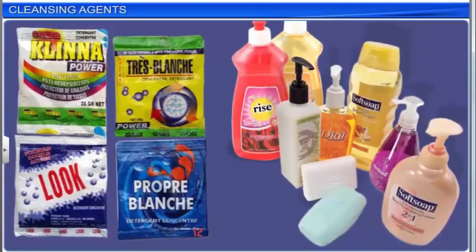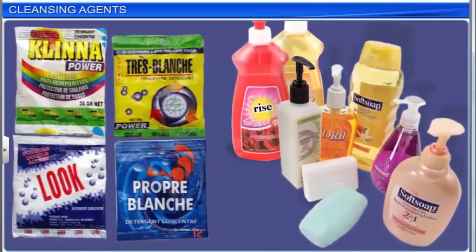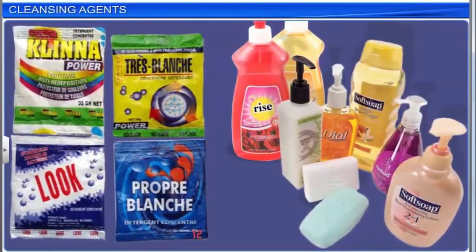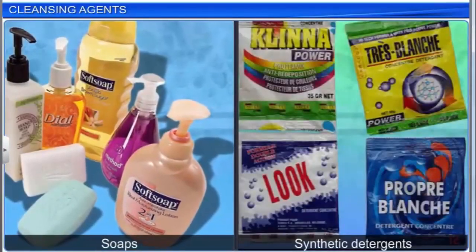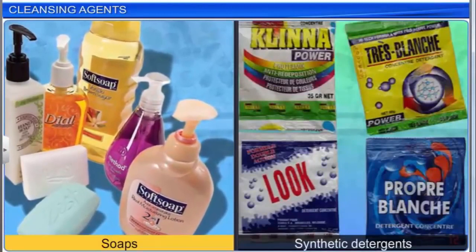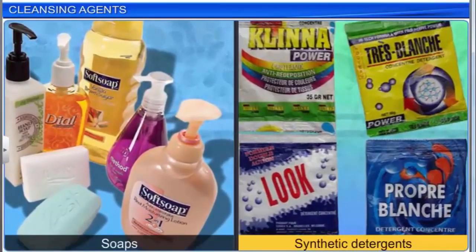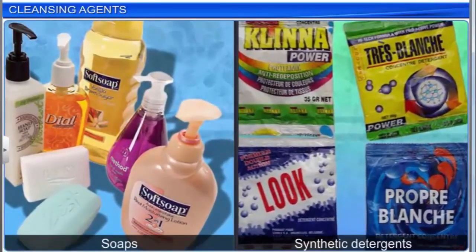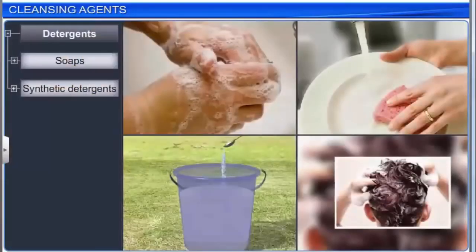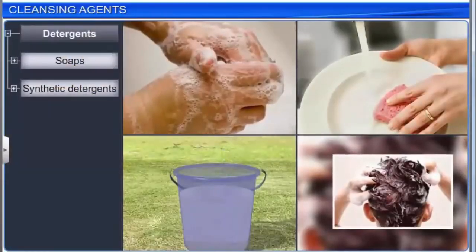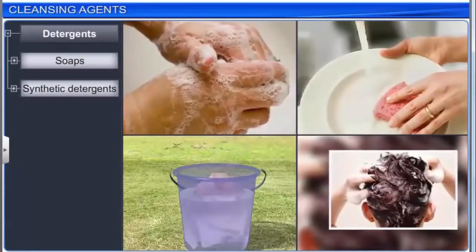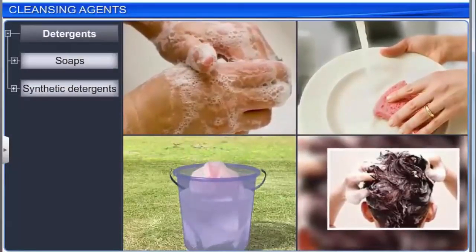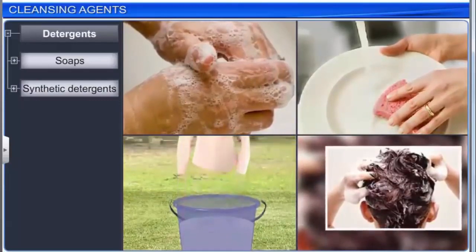The word detergent is a general term used to denote a cleansing agent. Two types of detergents, namely soaps and synthetic detergents, are used as cleansing agents. These agents improve the cleansing properties of water. They help remove the oily and fatty substances that bind dirt and other material to the skin or the fabric.